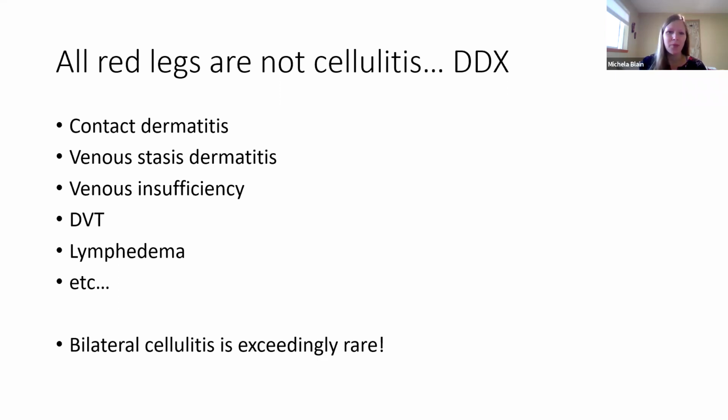So think about what your differential is for this person. Could it be contact dermatitis? Could it be venous stasis dermatitis? Do they just have venous insufficiency that's leading to the redness? Is it a DVT? Do they have risk factors for lymphedema? And just another plug, bilateral cellulitis is exceedingly rare. If you're seeing it equally on both legs, you may want to rethink your differential.